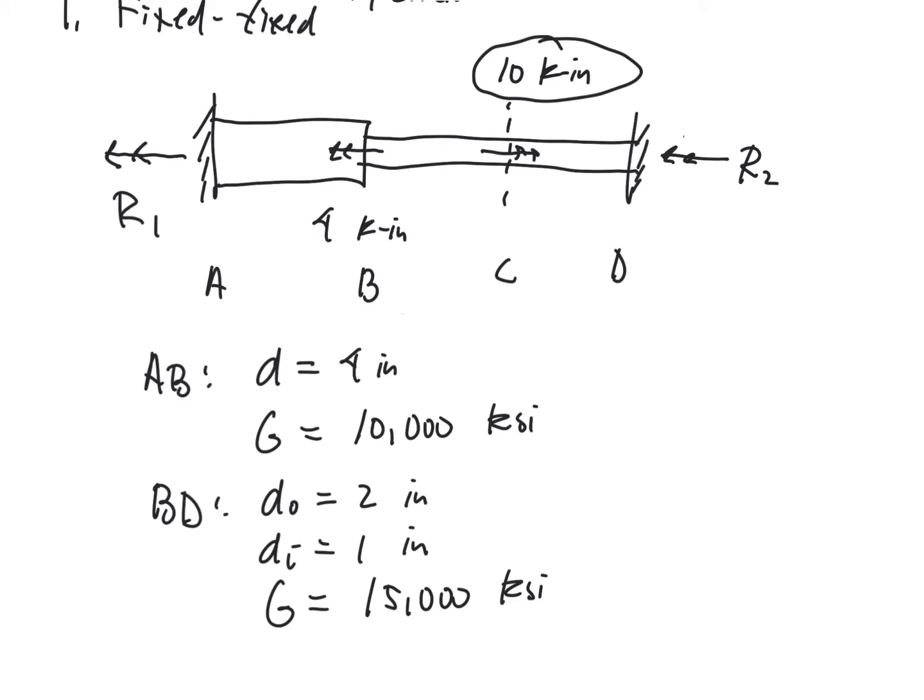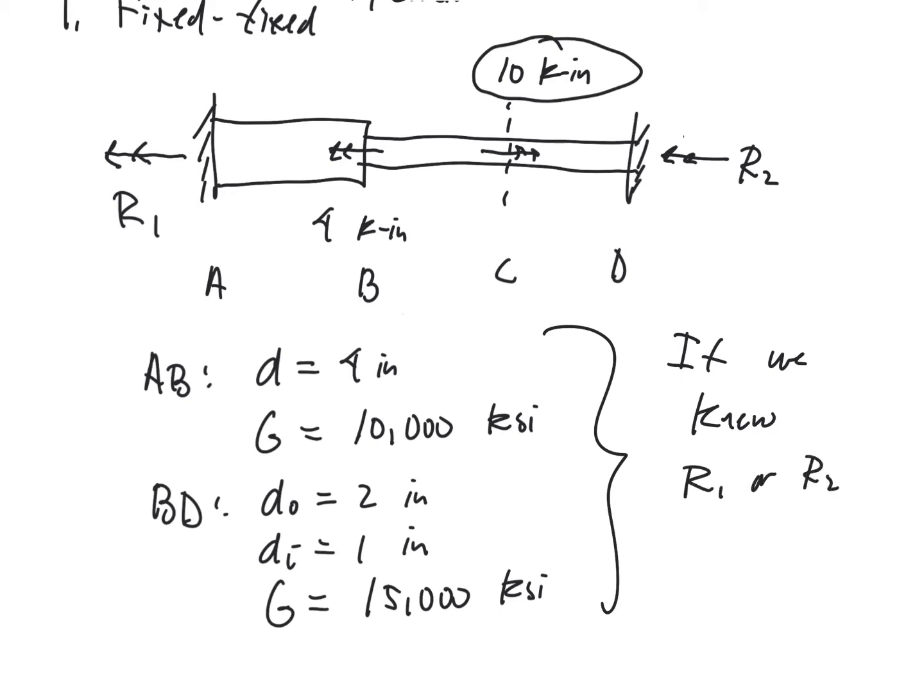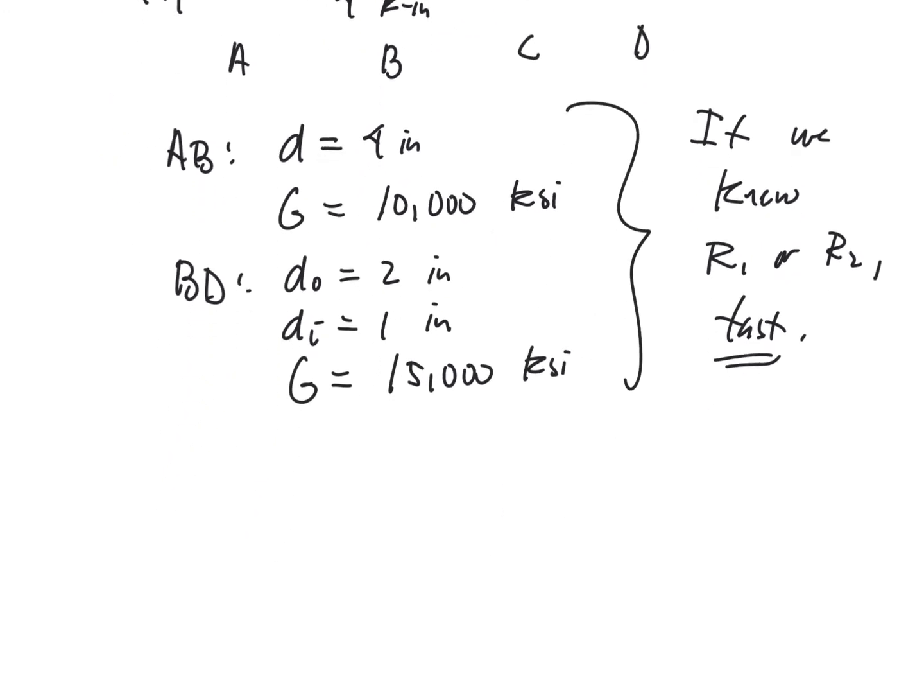Now, if we knew one or the other of those, then we would have the value of internal torque everywhere, and we would be very, very fast. So let's write this up. If we knew R1 or R2, obviously we can get one from the other, it would be very, very fast. We could apply T rho over J piecewise. We could apply TL over JG piecewise, and we would get our answer again very, very quickly. But we don't have those, so that is going to be our objective, is to find out what those values are going to be.